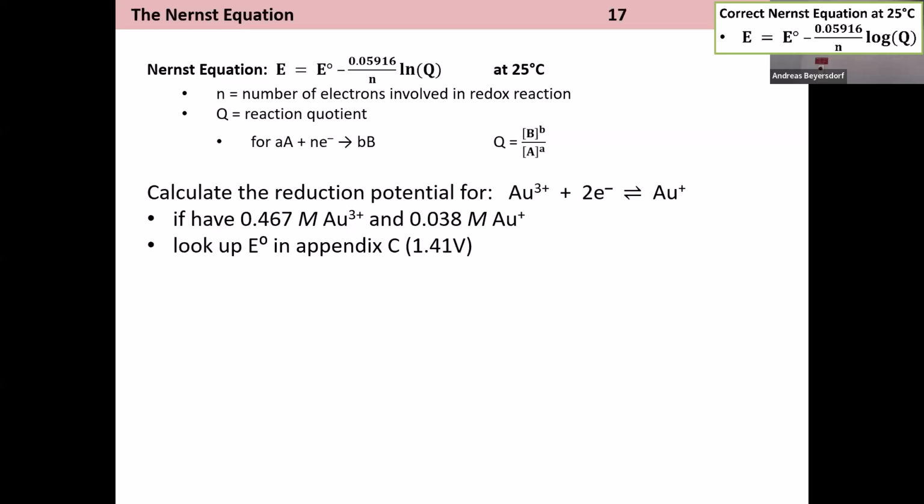We plug that into our calculator. We get 0.08137. So we plug that in. So 1.41 minus 0.05916 over 2 times the ln of 0.08137.